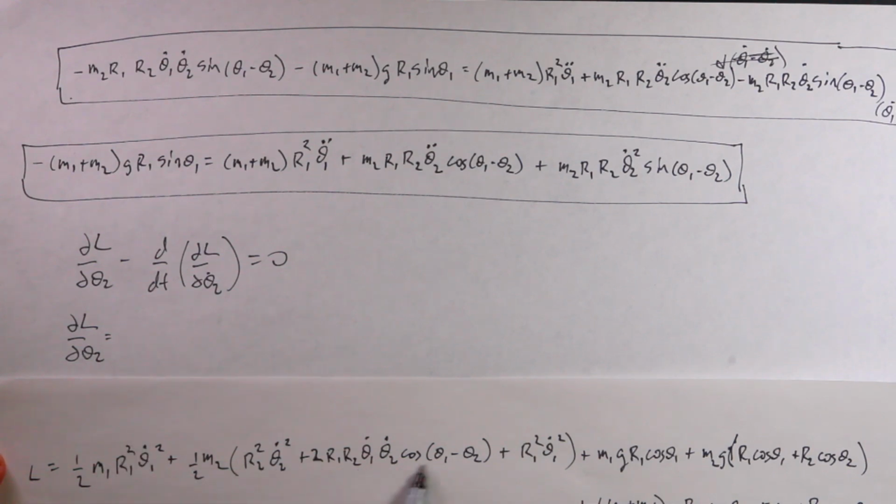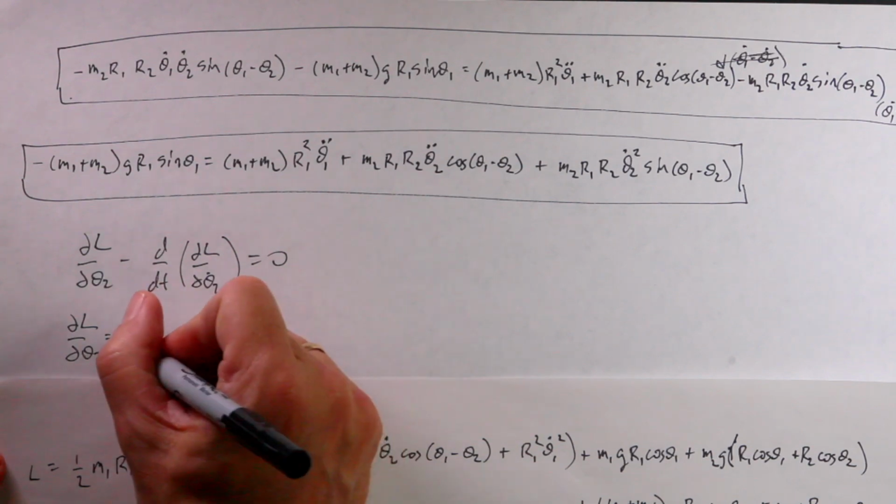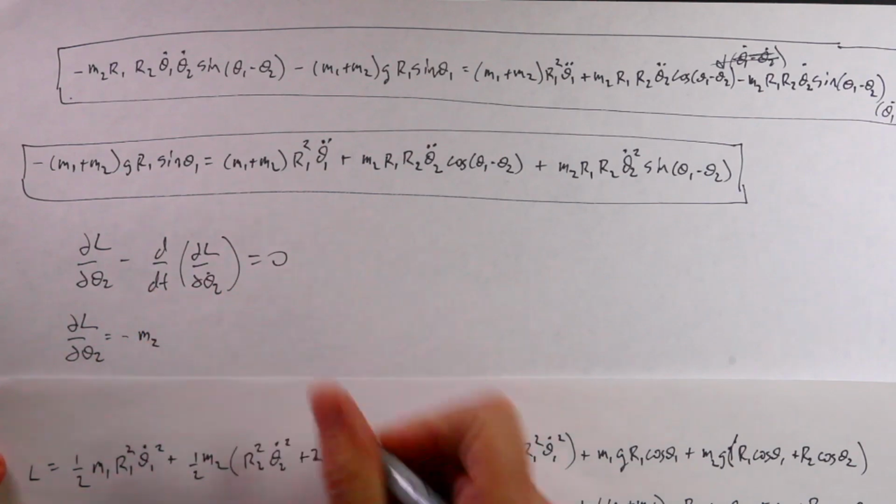No. Here's one. Okay, so now I'm going to have 1 half m2 times 2, so that the 1 half is going to cancel. So I get m2 r1 r2 theta 1 dot theta 2 dot, and I have to take the derivative of cosine theta, which is negative sine theta. So I get negative m2.